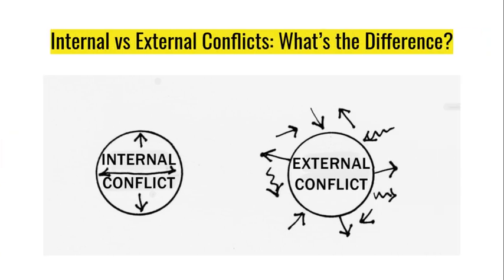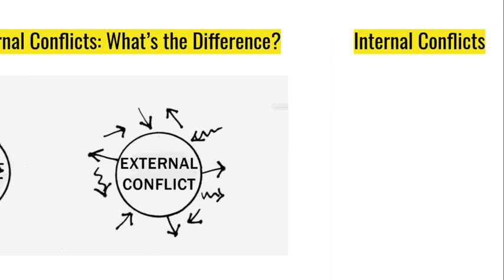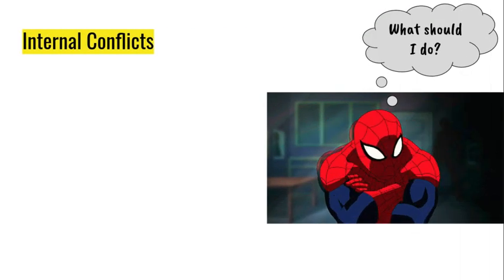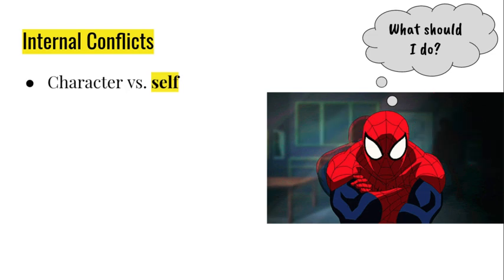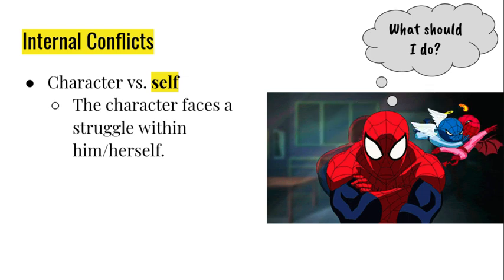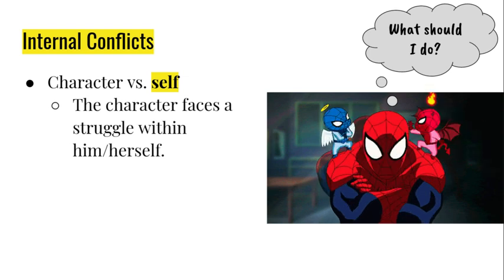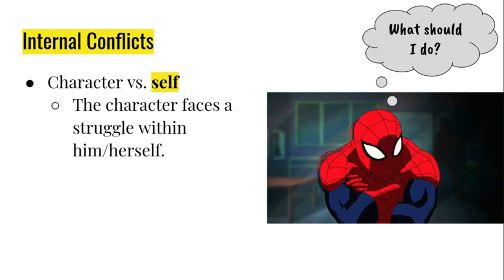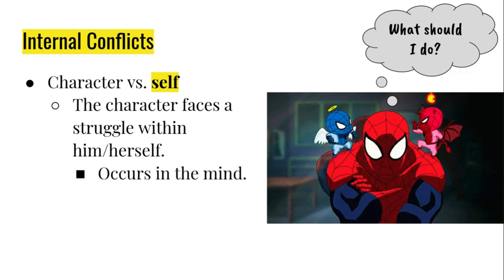So, to begin today, let's look at the difference between internal and external conflicts. So, internal conflicts. The only true form of an internal conflict is character versus self. So, in a character versus self conflict, the character faces a struggle within him or herself, and this conflict occurs in the mind of the character.